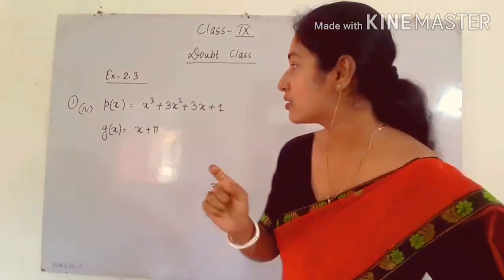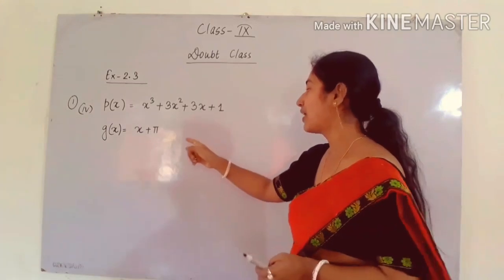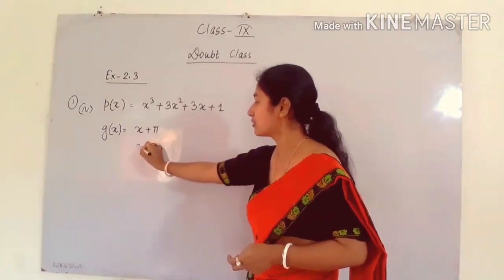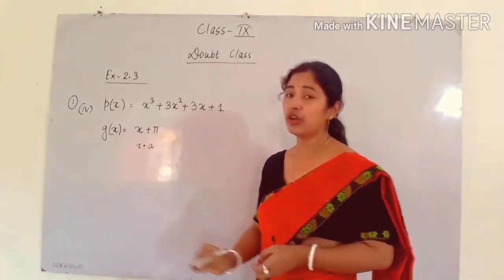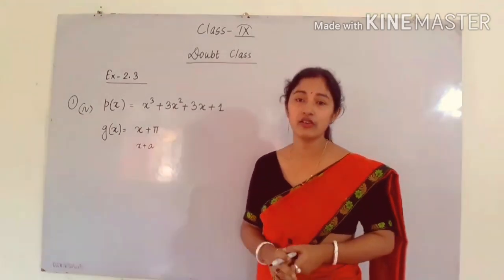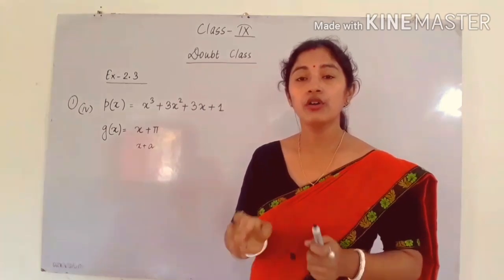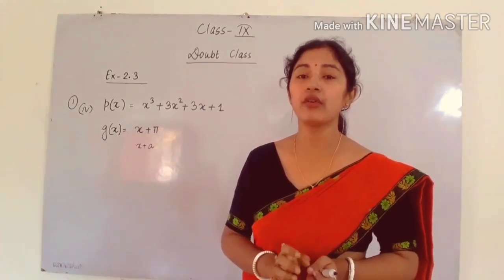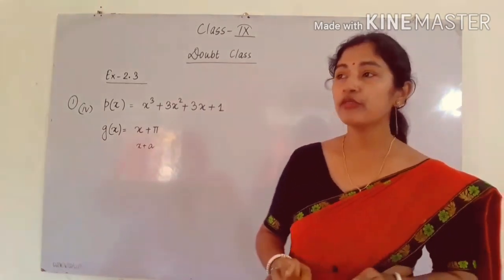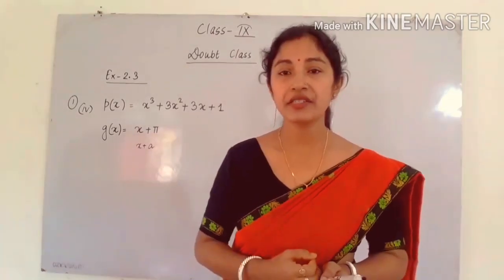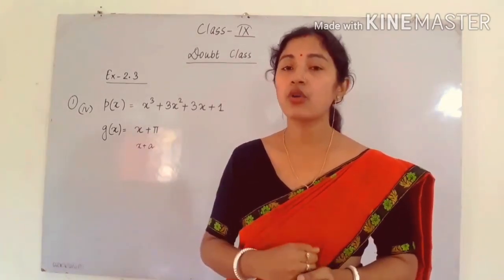So suppose in place of pi, a is written, then what you have to do? You have to divide with this number only. You have to take it as a. So you have to do it in terms of pi only. Don't confuse that we can take 22 by 7, because here it is not mentioned.